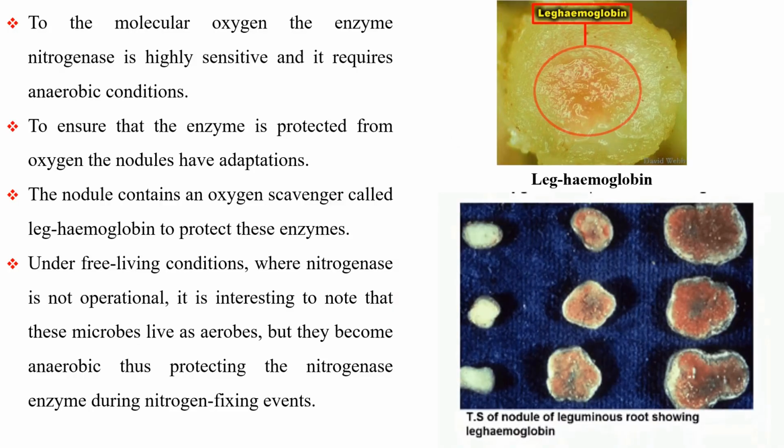The enzyme nitrogenase is highly sensitive to molecular oxygen and it requires anaerobic conditions. To ensure that the enzyme is protected from oxygen, the nodules have adaptations. The nodule contains an oxygen scavenger called leghemoglobin to protect these enzymes. Under free-living conditions, where nitrogenase is not operational, it is interesting to note that these microbes live as aerobes, but they become anaerobic, thus protecting the nitrogenase enzyme during nitrogen fixing events.